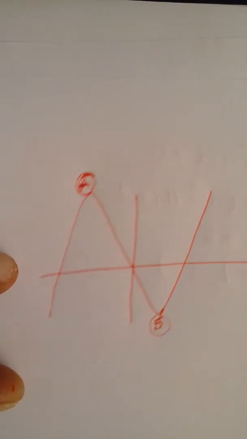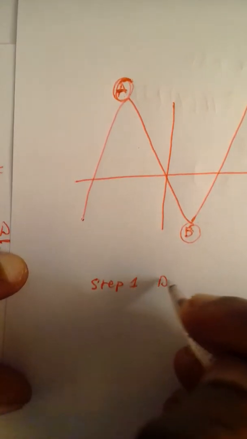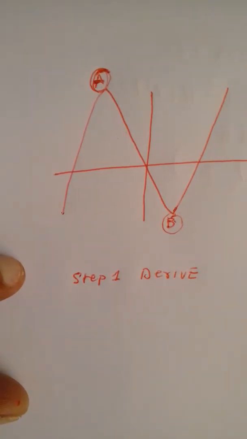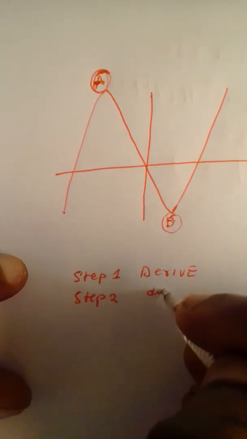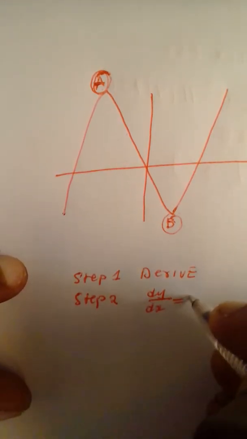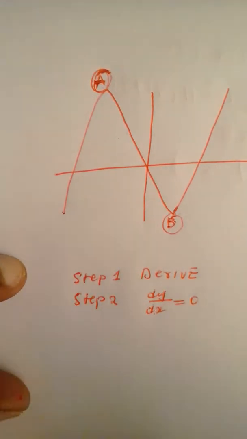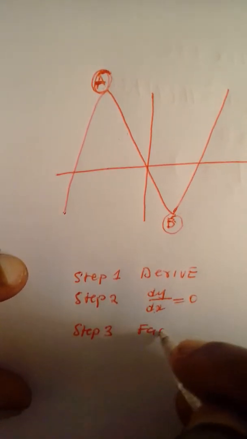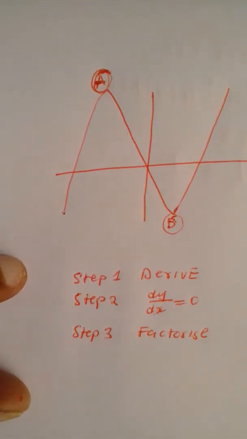Let's summarize what we were doing. Step 1, I said you have to derive. Don't forget that when you are looking for the turning point, the first thing that you do, you derive. Step 2, after you have derived, you say dy over dx is 0. So you put dy over dx 0, guys. Where you see dy over dx, you put 0. Step 3, factorize. After factorizing, you will know the turning point of x.